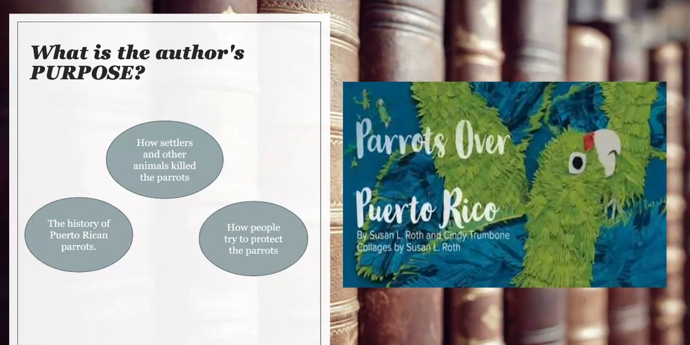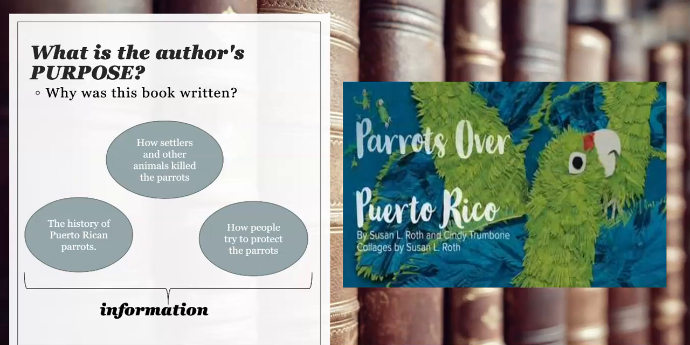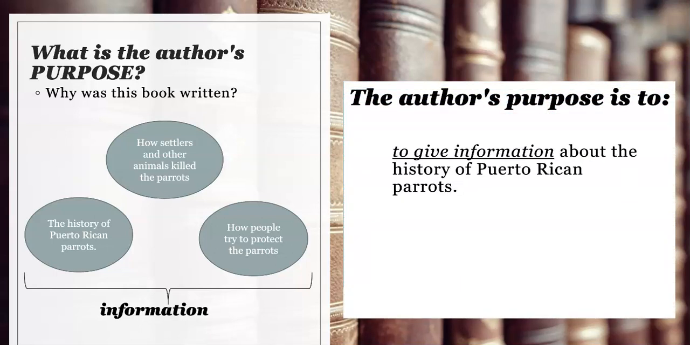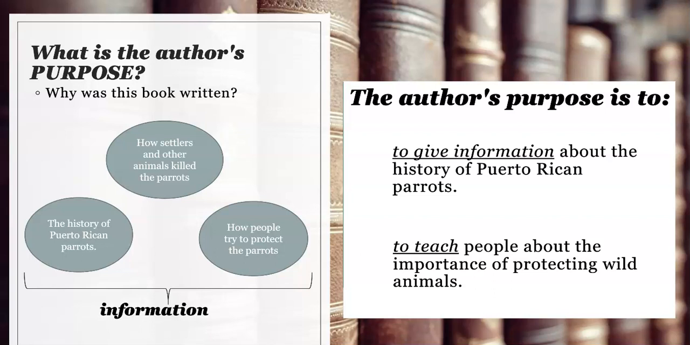Remember, a purpose is a reason for doing something. So now that I know that the book is about the history of Puerto Rican parrots, how settlers and animals killed the parrots, and how people tried to protect the parrots, I have to use my brain and think that all of that stuff is information. So when I think of information, I ask myself again, what's the author's purpose? The author's purpose is to give information about the history of Puerto Rican parrots, to teach people about the importance of protecting wild animals.